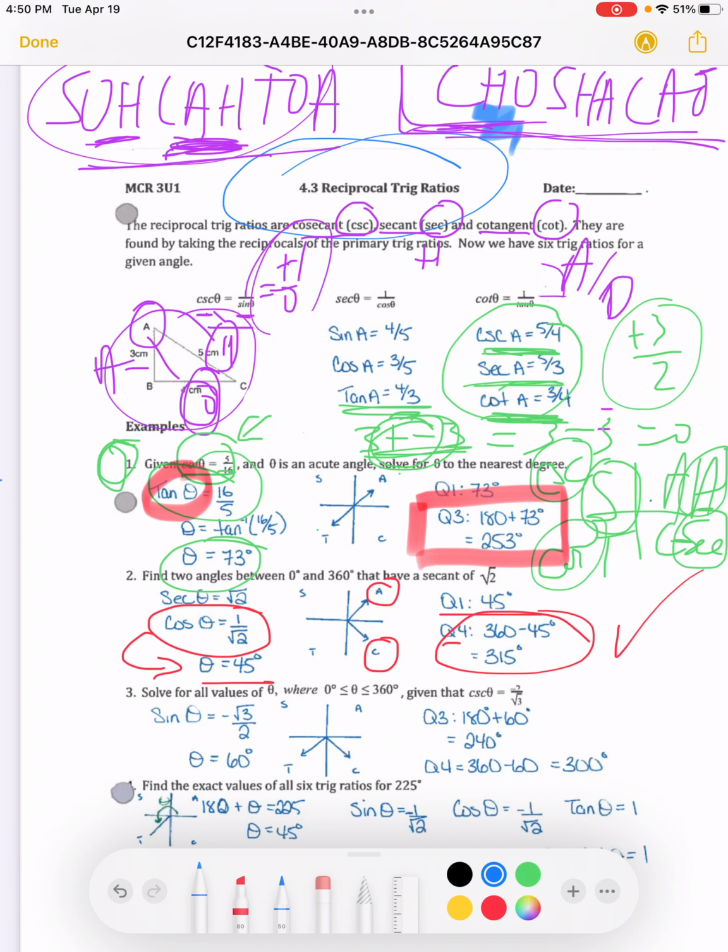Cosecant is negative 2 over root 3. Whenever you see anything that looks a little funky, where you have roots, you might say to yourself, that looks like a special triangle, but it doesn't look right. Well, just flip it. The reciprocal of cosecant is sine, so sine theta is negative root 3 over 2, which is when theta is 60.